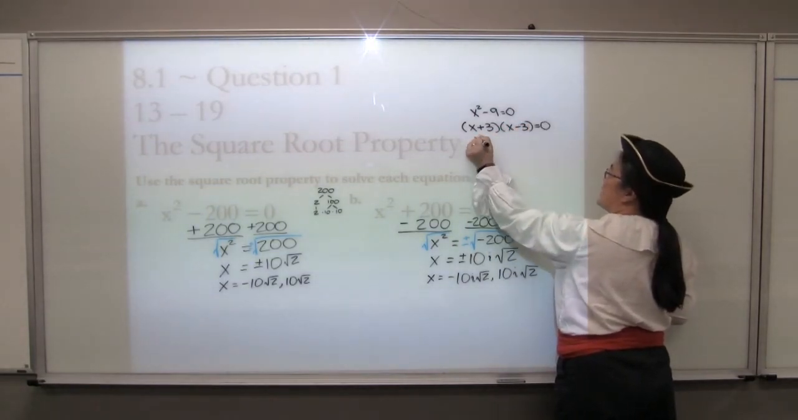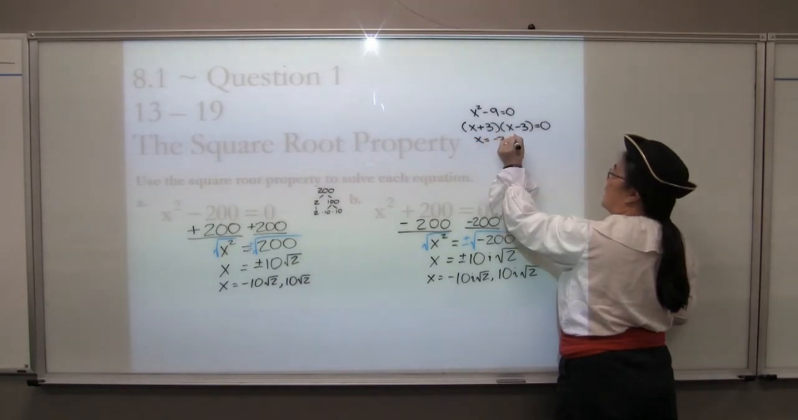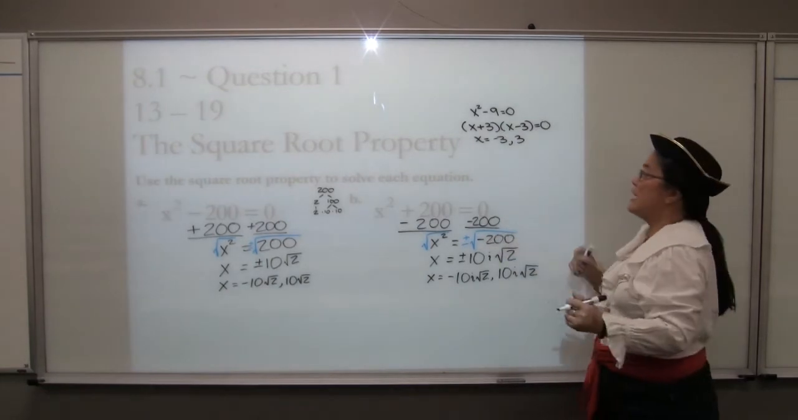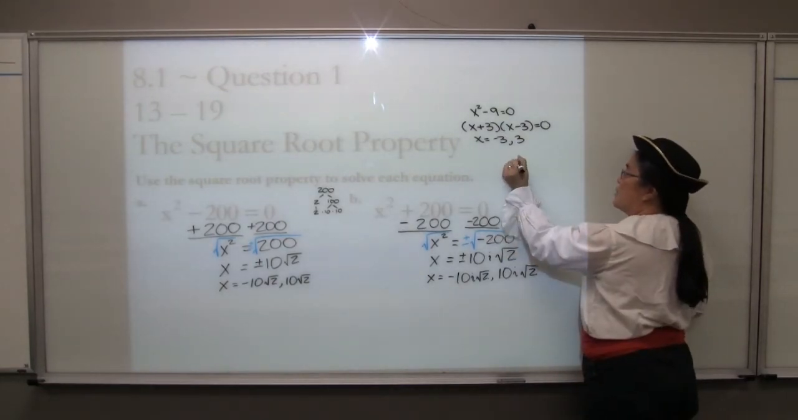And we would get the answers x equals negative 3 and positive 3. Hey look, those are the two answers. Now let's take a look at how we would do it here. X squared minus 9 equals 0.